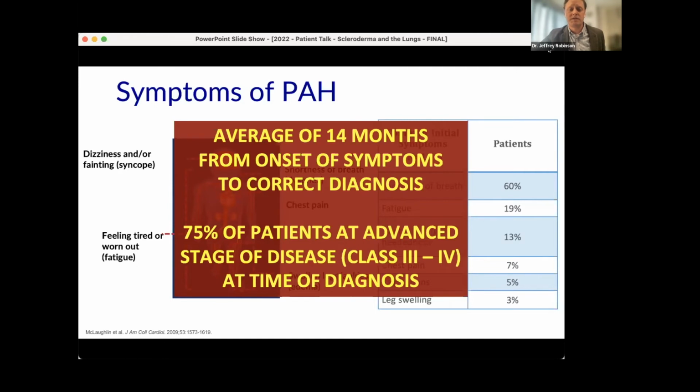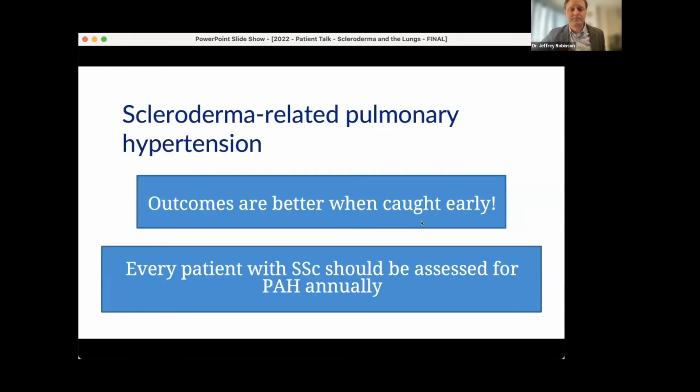And this is where, as much as I hate systemic sclerosis, maybe the one good thing about it is that we know the risk for this. And so we can screen for it to try and catch it much earlier than we do in the average person. So again, outcomes are much better when we catch it early. And so we're big proponents in our clinic that patients with systemic sclerosis really need to be assessed annually. So even if you're asymptomatic and don't have any signs of this, we really want to track closely to make sure that you're not developing it, to try and catch it as early as humanly possible.